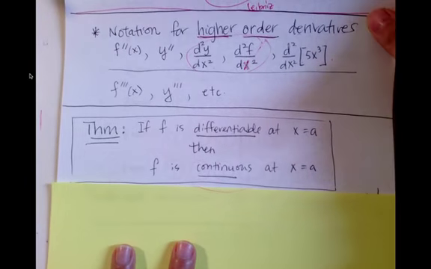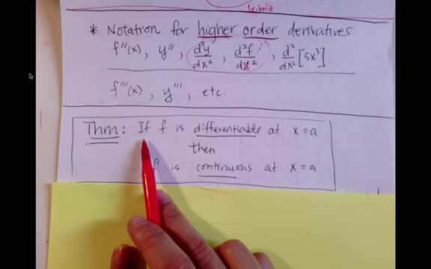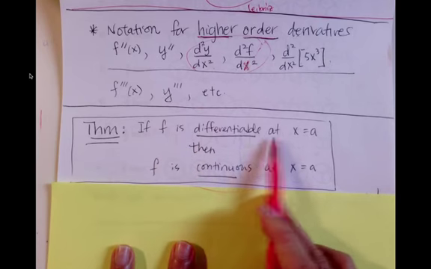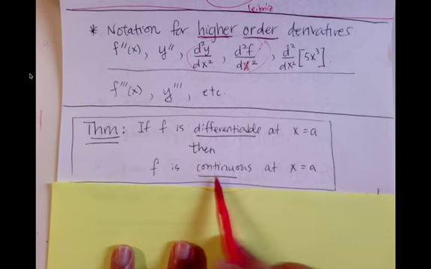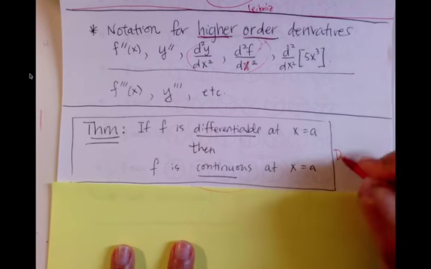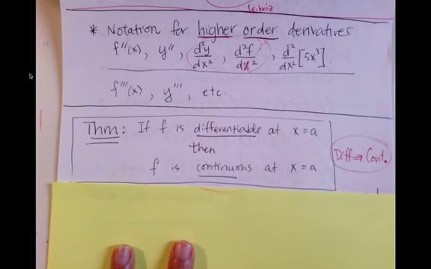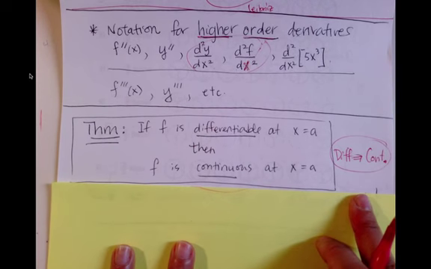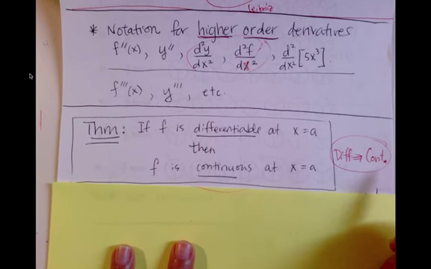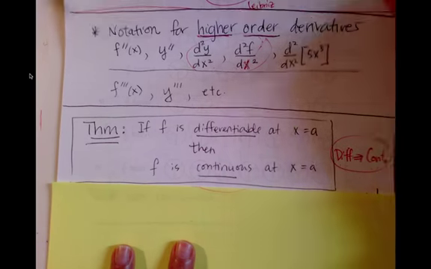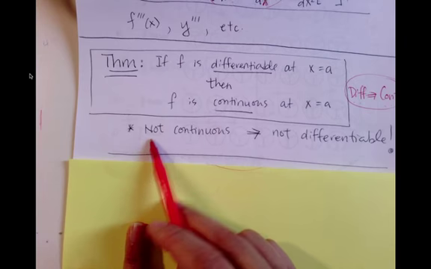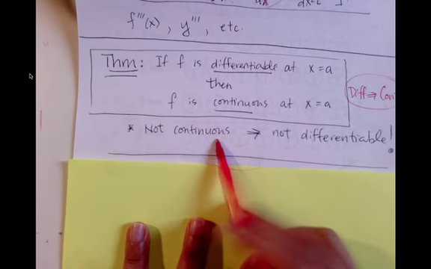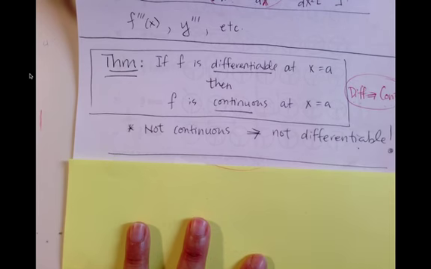So here's a very important theorem, and it states that if f is differentiable at x equals a, then f is continuous at x equals a. In other words, differentiability implies continuity. And that's an important thing to remember. The proof is in section 2.8. The way that I'm going to use this a lot is the contrapositive. This statement is equivalent to saying that if f is not continuous at some value a, then it's not going to be differentiable. So if you're not continuous, you can't be differentiable at that value of x.